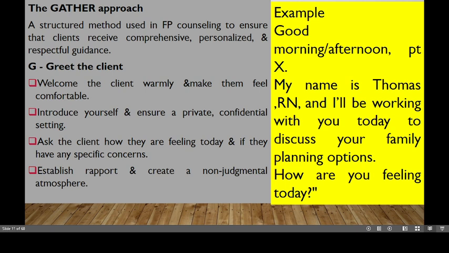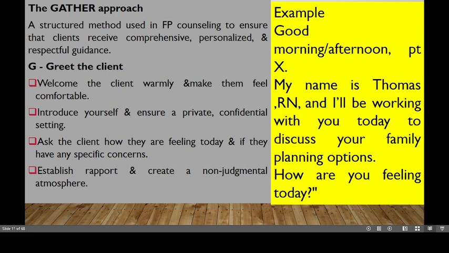Okay, guys. So as you interact with the patient in family planning, you're going to be using a tool that will help you to counsel and interact with the patient, and that tool is what we refer to as the GATHER approach. If you are told to define it, it is simply a structured method used in family planning methods to ensure that the client receives comprehensive, personalized, and respectful guidance, right?